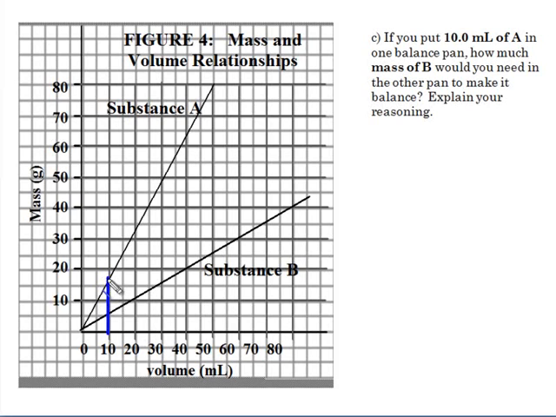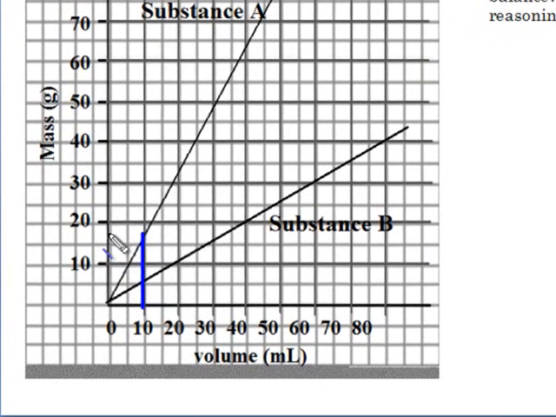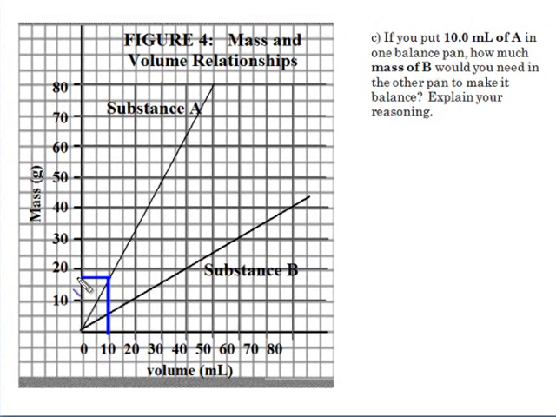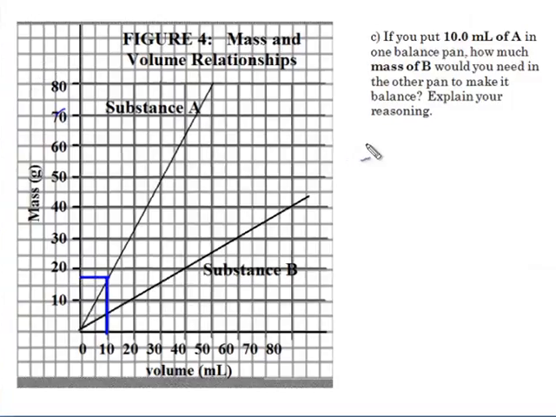If I have 10 milliliters of A, I can take that out to the mass axis, and it looks like I have about, I don't know, 15 or 16 grams. And if I have 15 or 16 grams, and I want to have the same mass of B, I'm going to need the same amount. So it looks like it's about 15 grams.